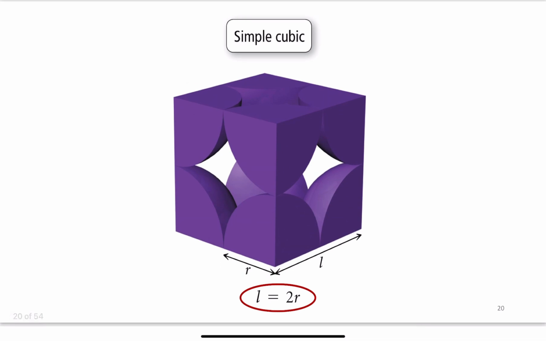This is the equation to calculate its length. Its length is equal to 2 times the radius of one of those particles, so 2r. Simple cubic, 2r is your length.